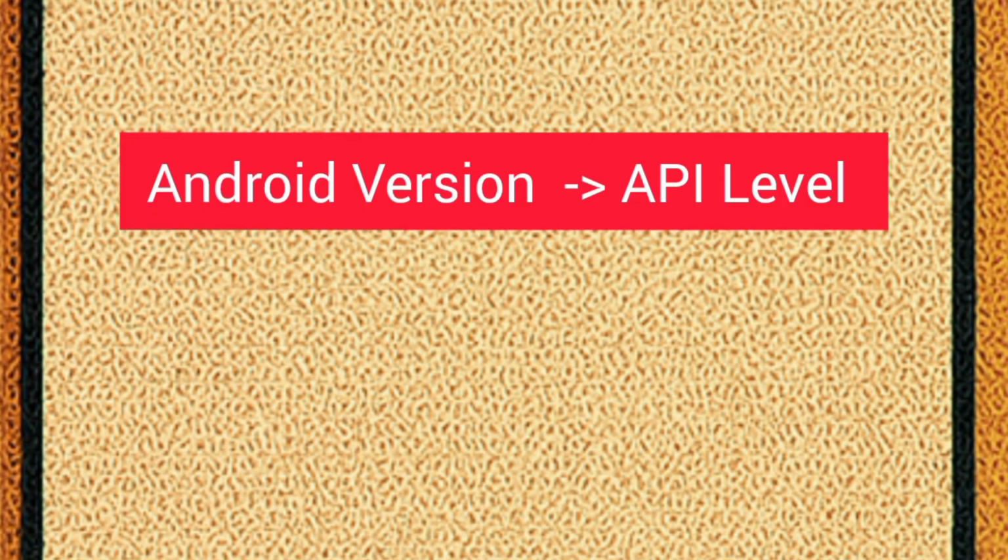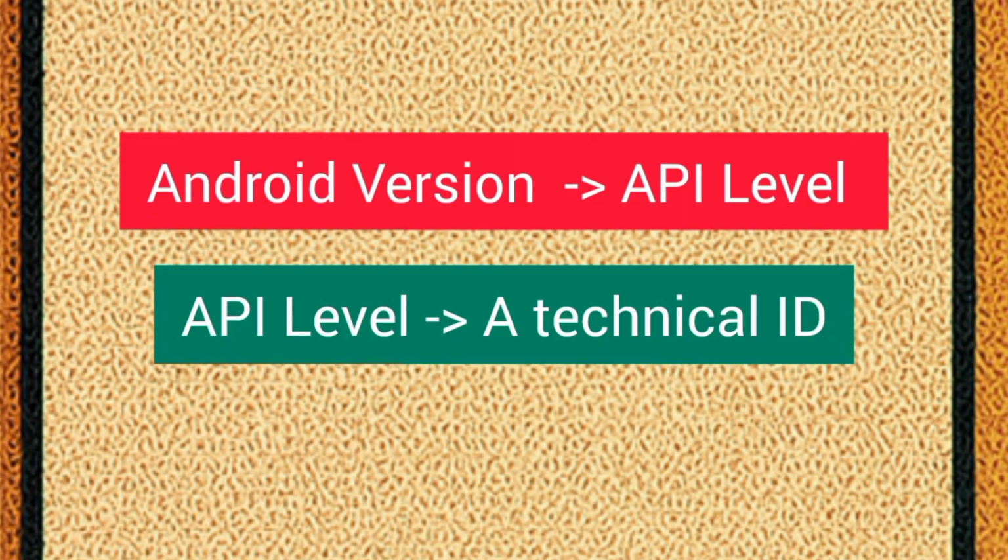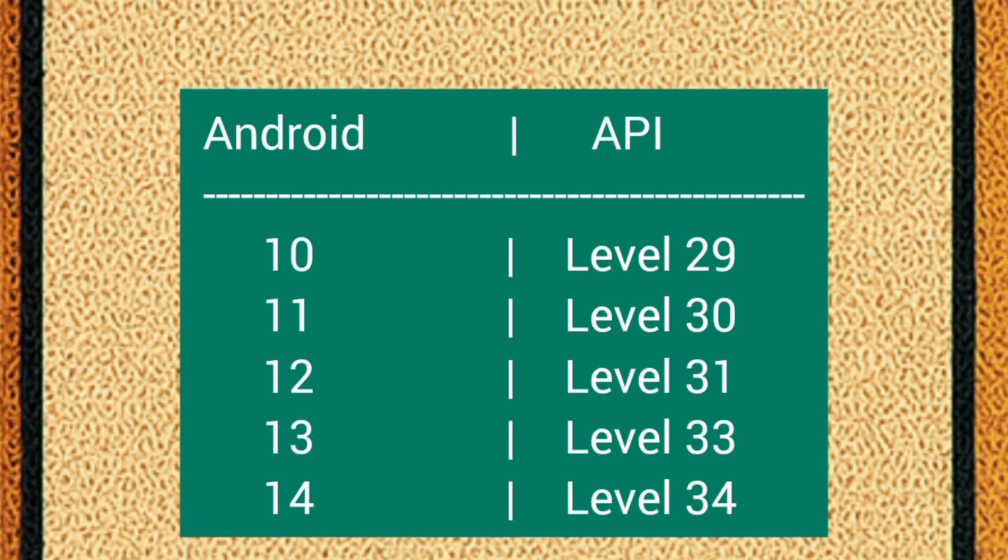Each Android version has an API level, think of it like a technical ID. For example, Android 10 has API level 29. Android 11 has API level 30. Android 12 has API level 31. Android 13 uses API level 33. Android 14 is API level 34.